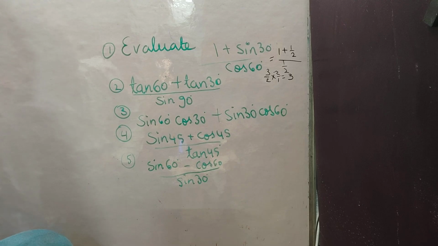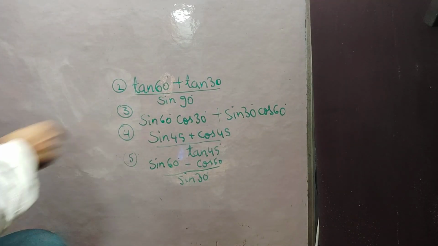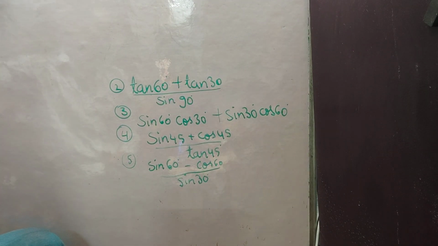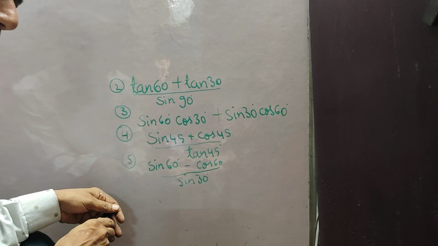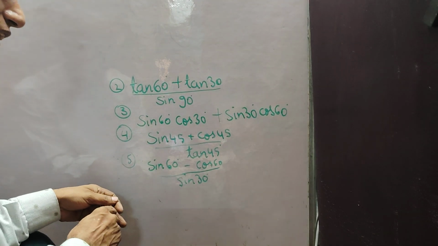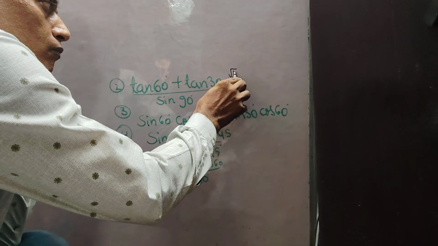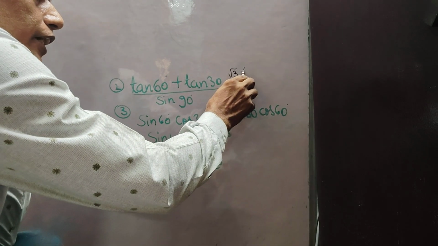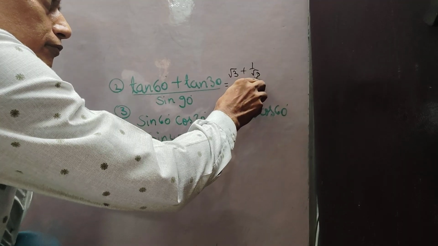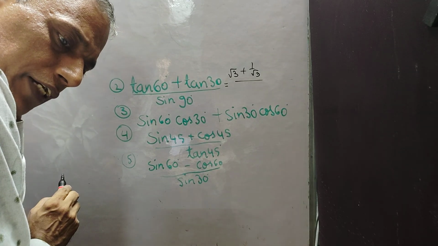Now come to second part. Tan 60 plus cot 30 over sin 90. What is tan 60? Tan 60 is root 3. And what is cot 30? Cot 30 is 1 by root 3. And what is sin 90? Sin 90 is 1.